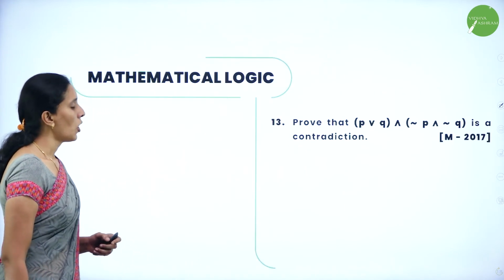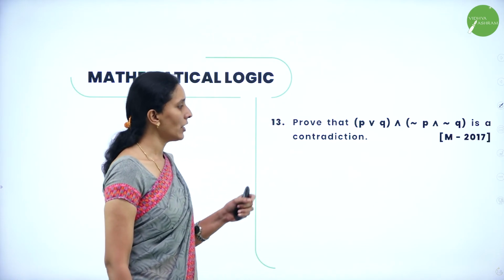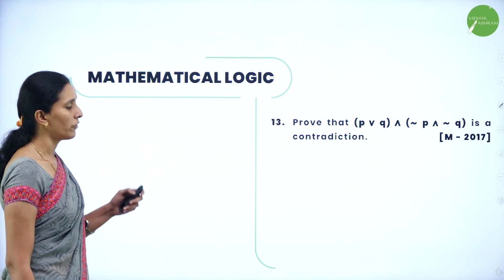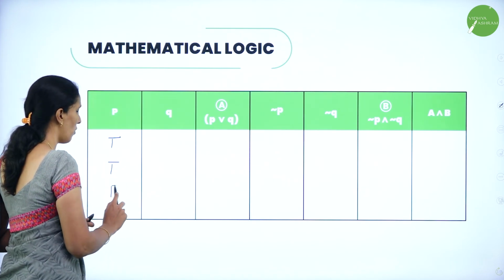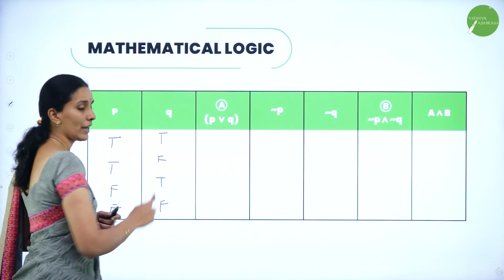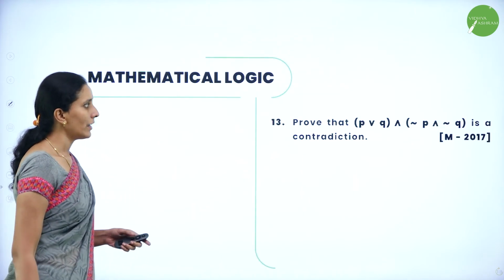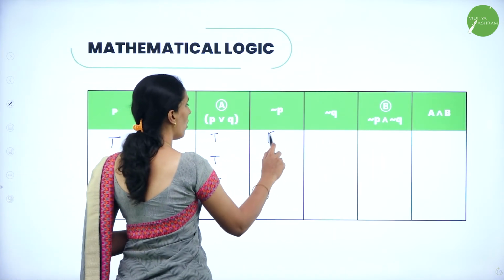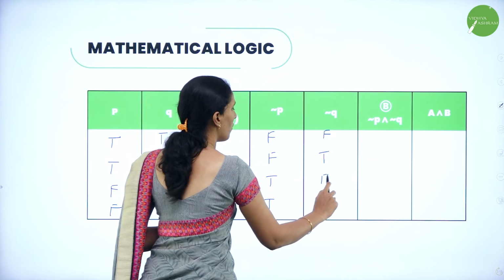Next question. Prove that P disjunction Q combined with negation P and negation Q is a contradiction. So here I have written the values in the form of a truth table. Here we have P, Q: true, true, false, false; true, false, true, false. Now let's take OR. When both are false, it is false. In all the other cases, it is true. Next we need negation P and negation Q. For that, let's take negation P: false, false, true, true. And negation Q: false, true, false, true.